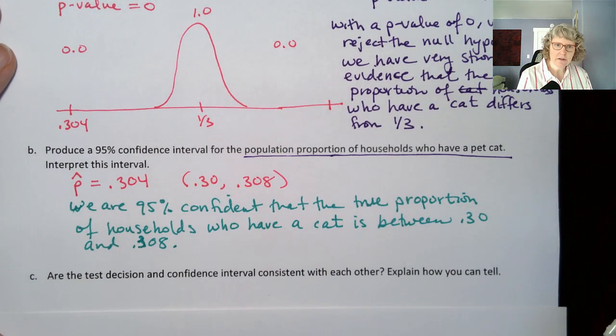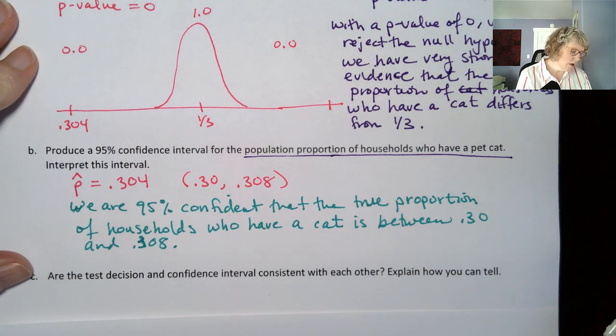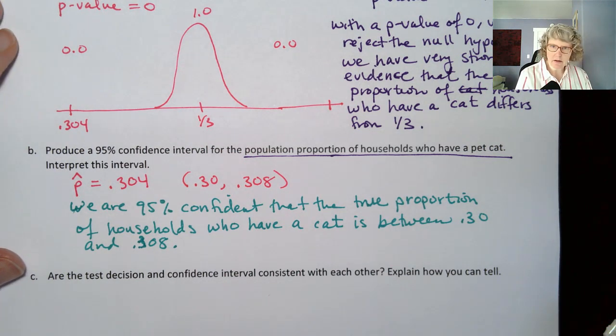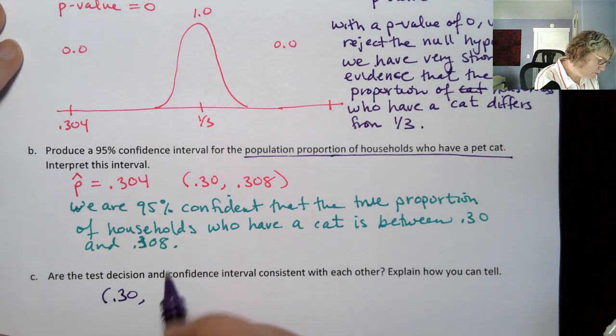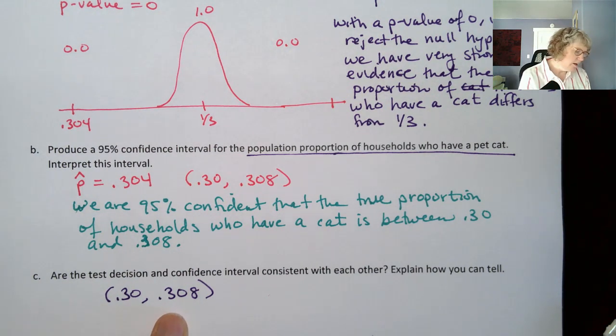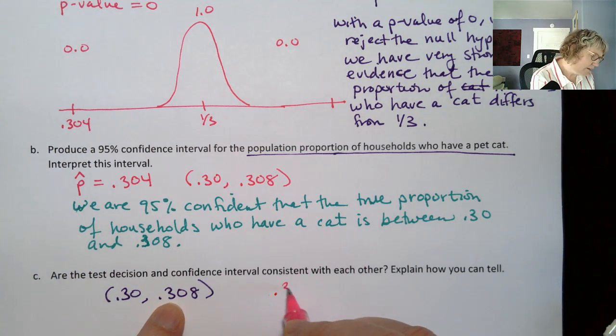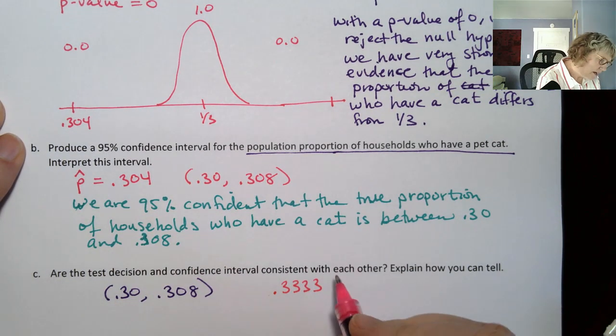Okay, so that's our hypothesis test. That's our confidence interval. Now let's compare the two, okay? Are the test decision and confidence interval consistent with each other? Explain how you can tell. Okay, so let me write the interval again right here so we can talk about it. So 0.30 and 0.308. Let's look at where the null falls there. If I imagine this on a number line, 0.333 would be way to the right, correct? Okay, so it's outside.